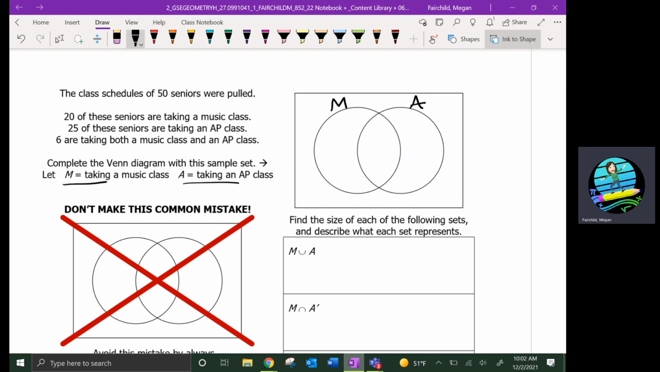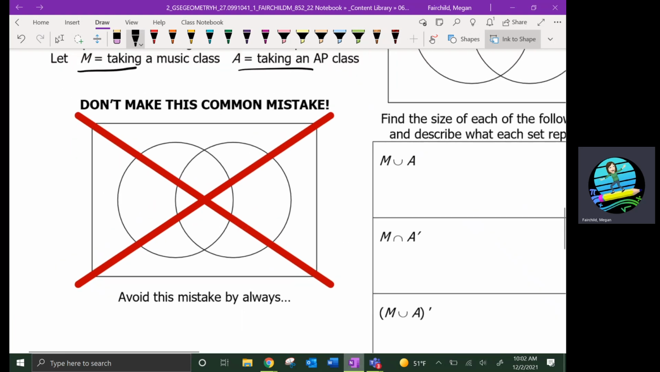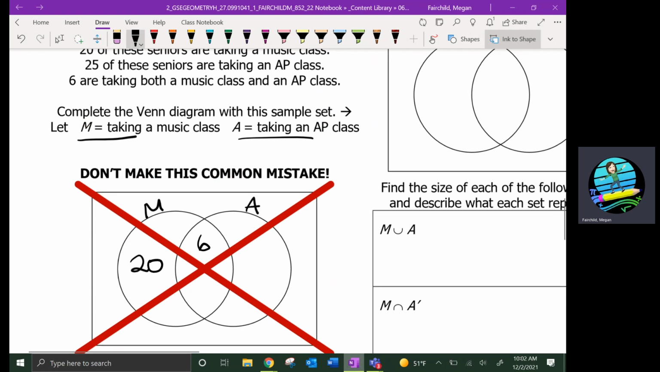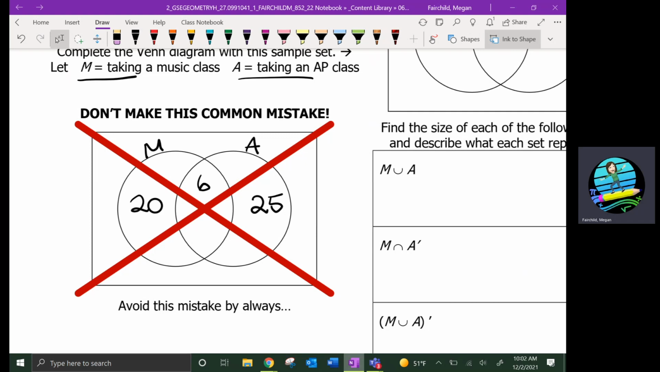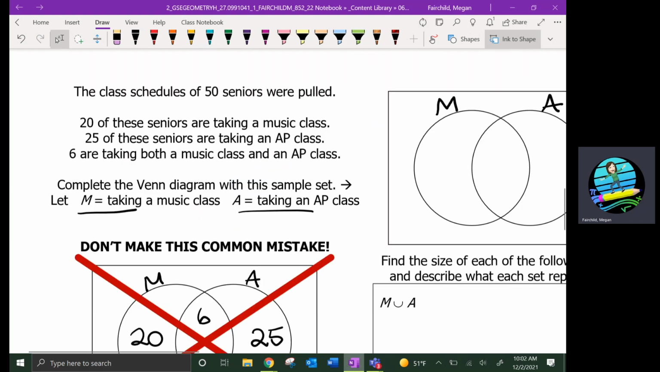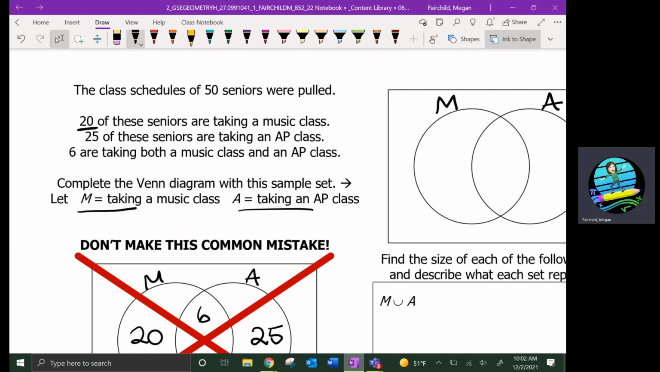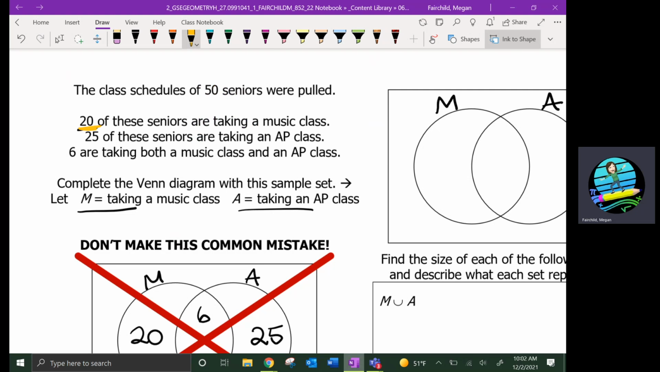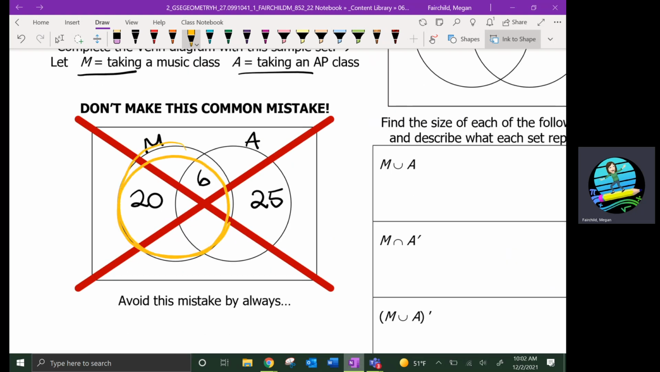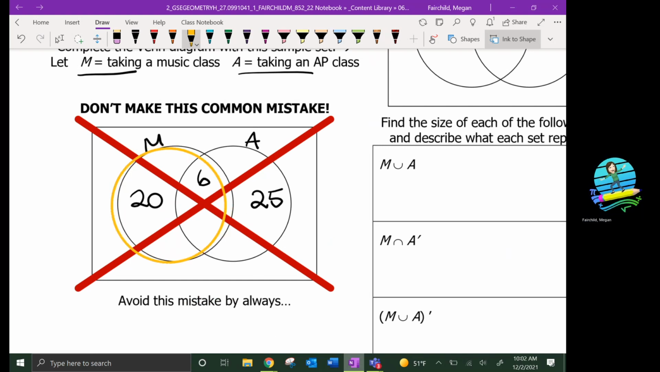All right. You're all doing this common mistake that's right here. Not all of you, almost all of you, which is fine, because I would have done the same thing. You're like, oh, it's 20 music, 6 in the middle, and then 25. How many people are taking a music class? What does it say? 20, right? How many people in this diagram are showing as taking a music class? Right. Do y'all see why that's showing 26? That circle of music is 26.